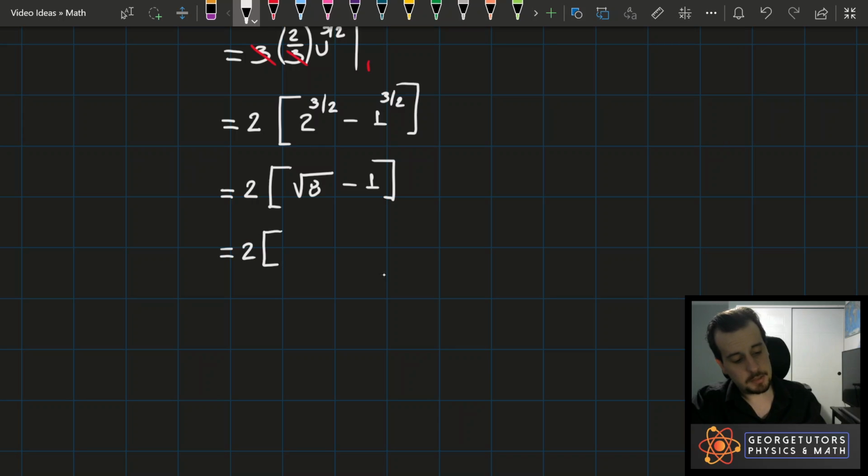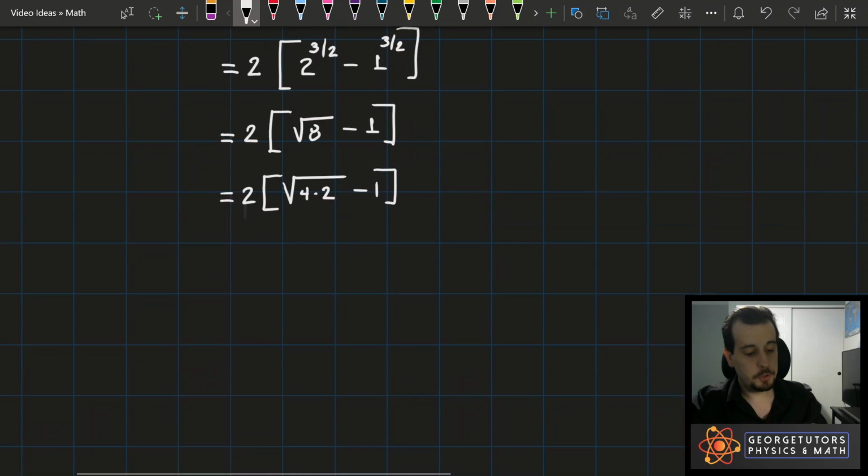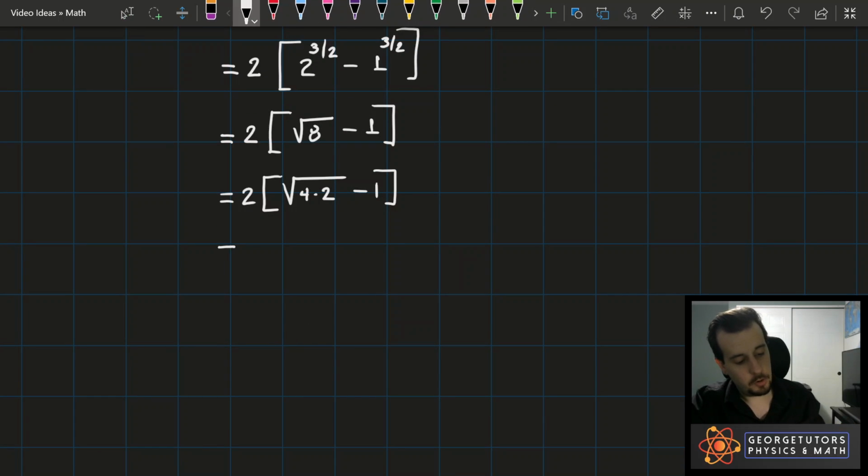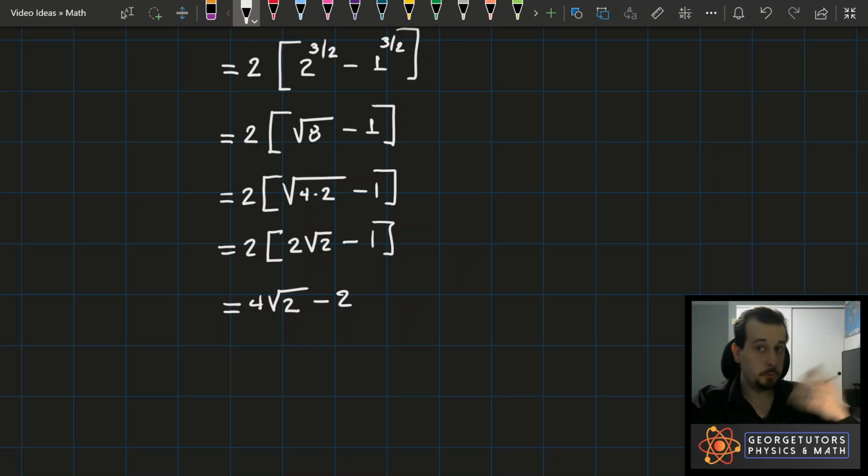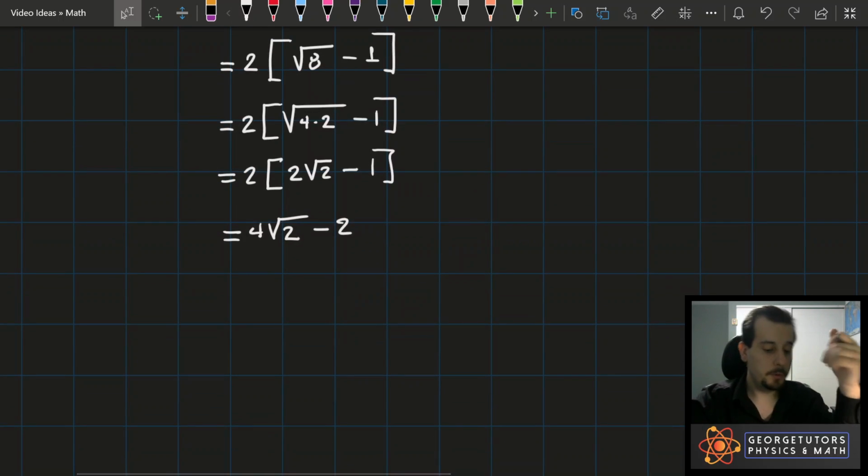The root 8 can be simplified a little bit because we can think of it as 4 times 2. And if we distribute the square root in it right now, we can get essentially square root of 4 times square root of 2. Square root of 4 is just 2, right? So we are left with that square root of 2 inside. And so this gives us in total 4 root 2 minus 2 if we really go deep and distribute everything. So that is our arc length right now.